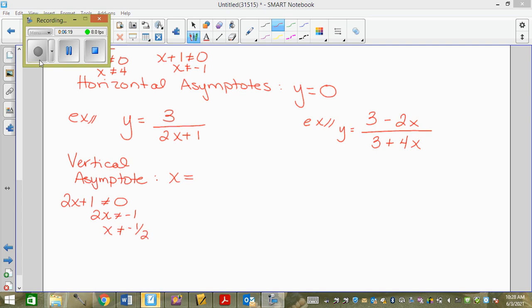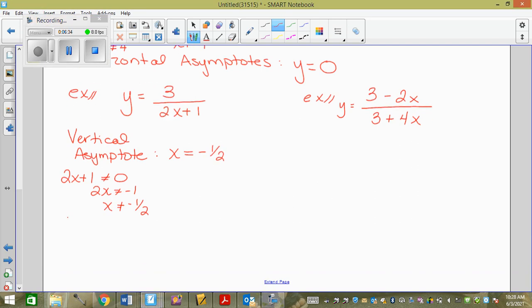So the graph does not exist at negative a half, right? So that's where we draw the dashed line that doesn't exist, which is the asymptote. So the graph doesn't exist there, but the asymptote does. That's why we put the equal sign. Okay? Once you have that, your domain is easy. It's just x such that x cannot equal negative a half, x ∈ R.